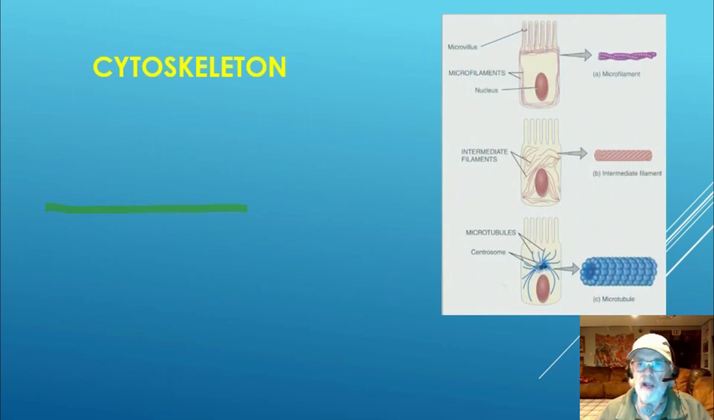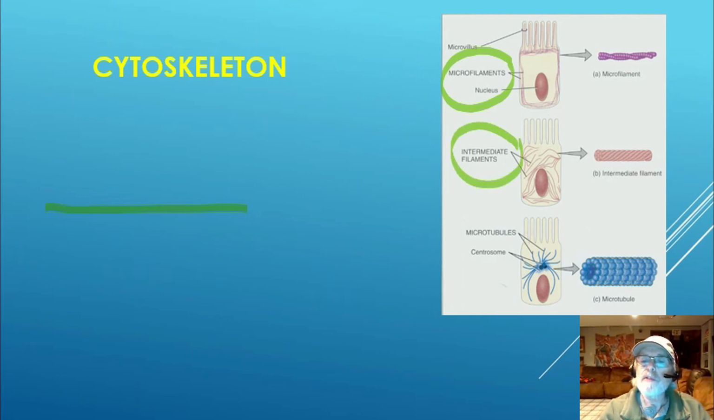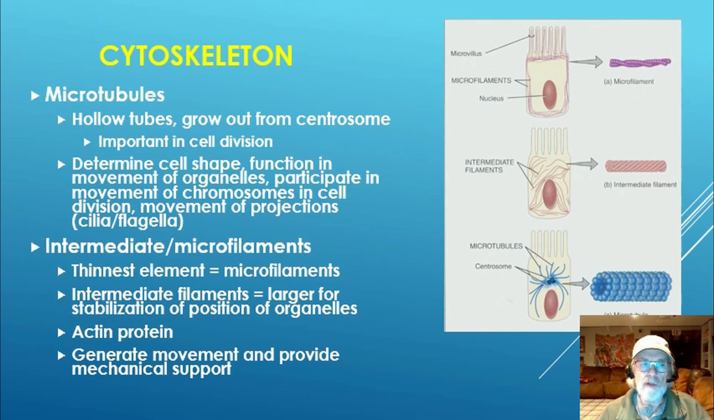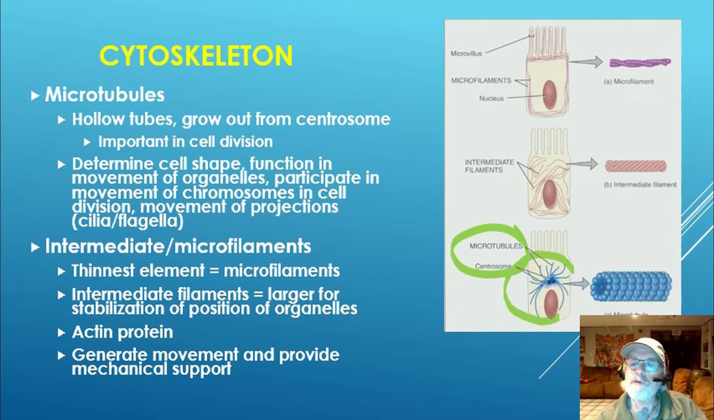Now, what do we have in the cytoskeleton? We have what are called microfilaments, intermediate filaments, and microtubules. We'll talk a little bit about them because you don't see a whole lot of them when you look at the cell. These microtubules are basically hollow tubules. Here's a microtubule here. They grow out from the centrosome. We're going to talk about this when we talk about cell division a little bit more. Centrioles and centrosomes, so think about that now.